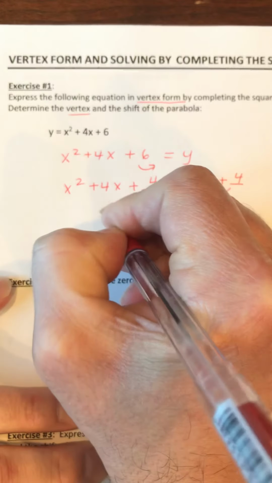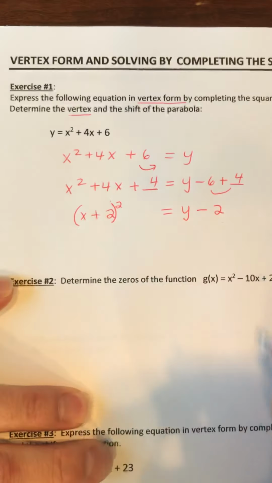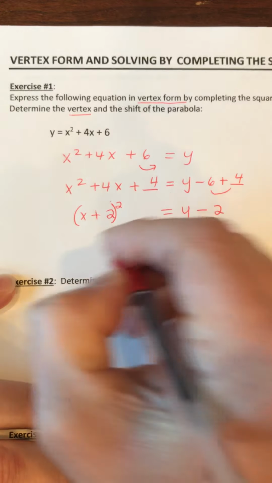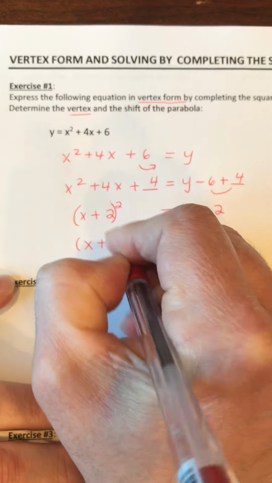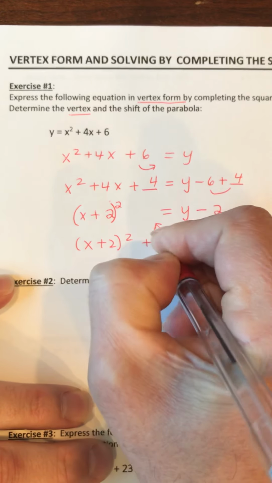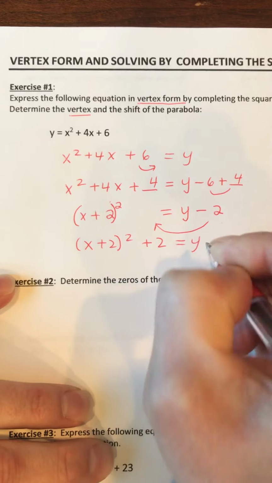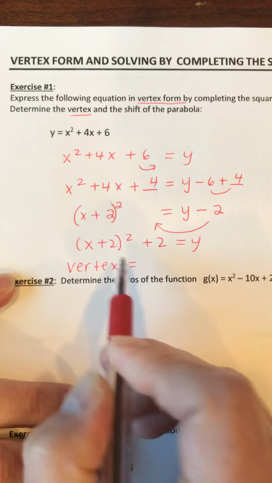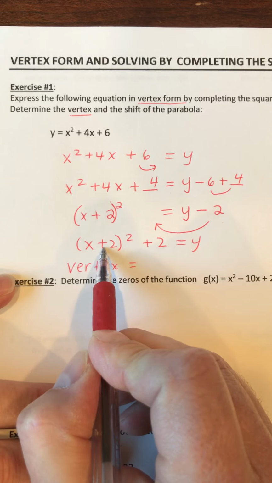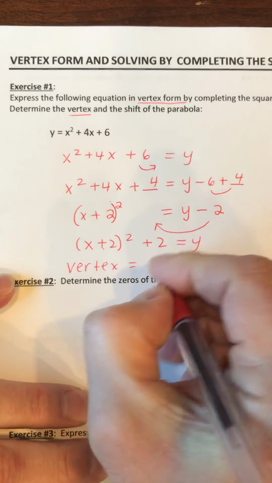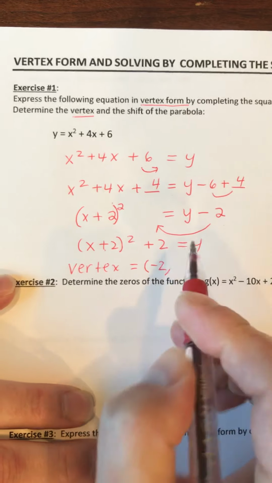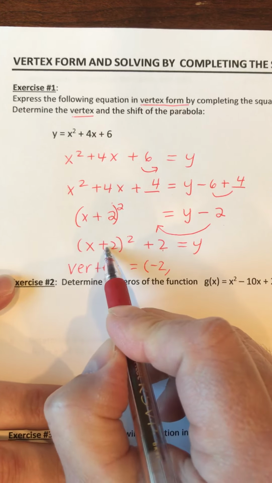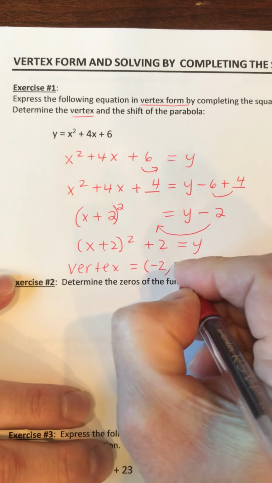Bring down the plus, bring down the x. Then we've got to get the y by itself, so we're going to bring the 2 back over. So it's going to be x plus 2 squared plus 2, and that's going to be y. Remember, our vertex is going to be the opposite sign of this number for the x. So it's going to be negative 2, and this for the y value, positive 2.